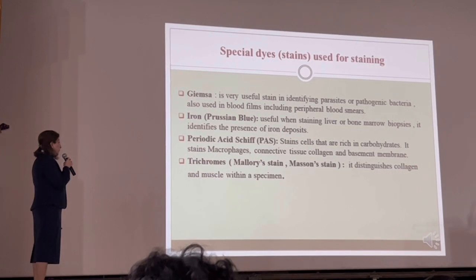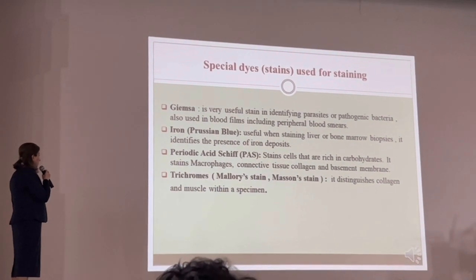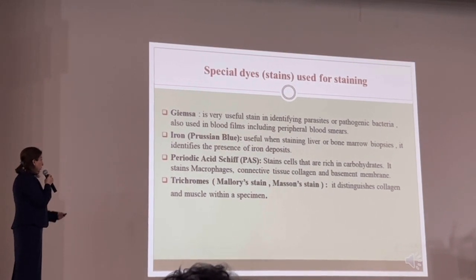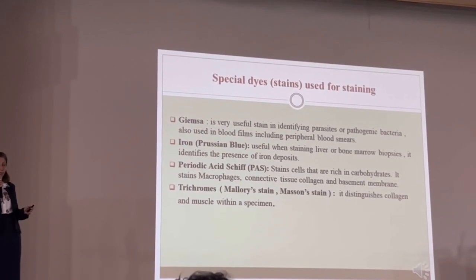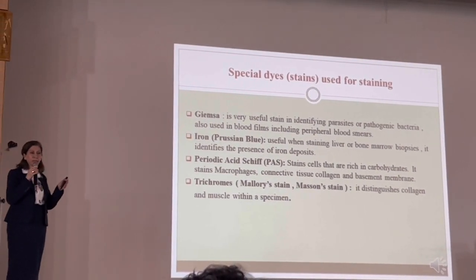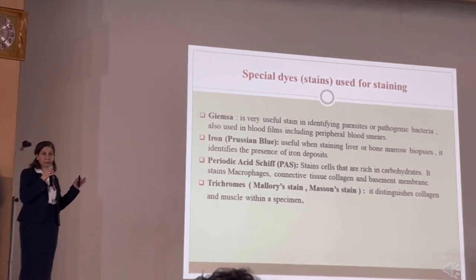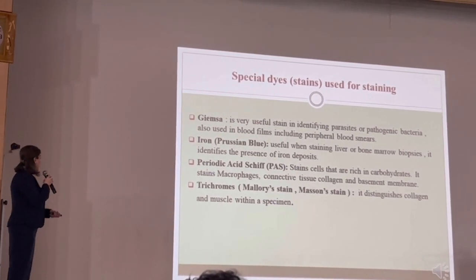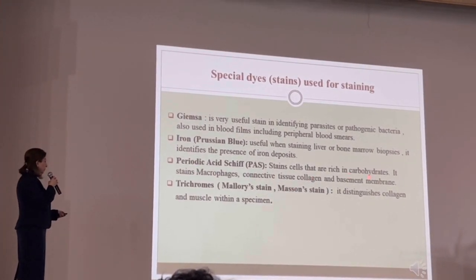Periodic acid Schiff procedure, a special staining procedure. It stains the cells that are rich in carbohydrates. Any sample or specimen containing cells mainly involved in the production of carbohydrate, I'll use this stain to detect them. It stains macrophages, for example, connective tissue, collagen, and basement membrane.